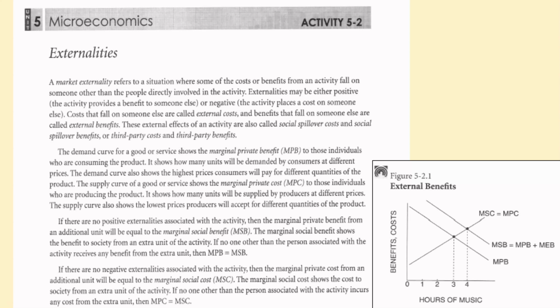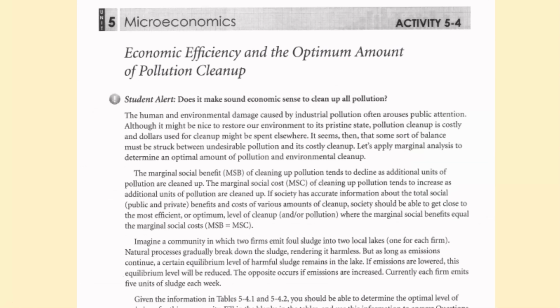There is a really great activity called 5-2, which is on externalities. If you need more detail or want to practice with some practice questions here, normally if we were in class 5 days a week, we would have already done this. But this is a really great guide to help you with externalities, and I hope you find it helpful. There's one more activity here, which is on economic efficiency and cleanup, again addressing the models that we talked about here with marginal social benefit and marginal social cost.